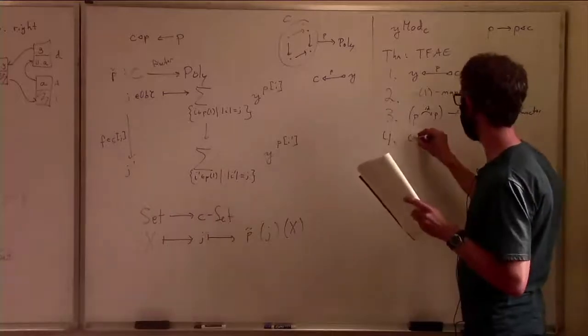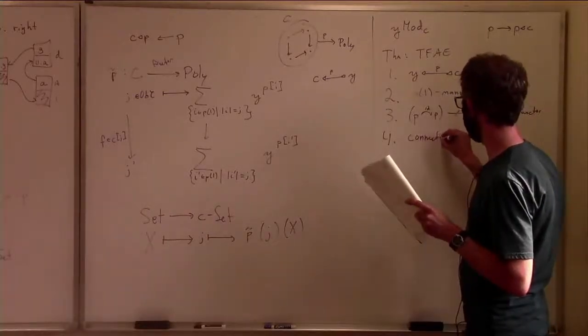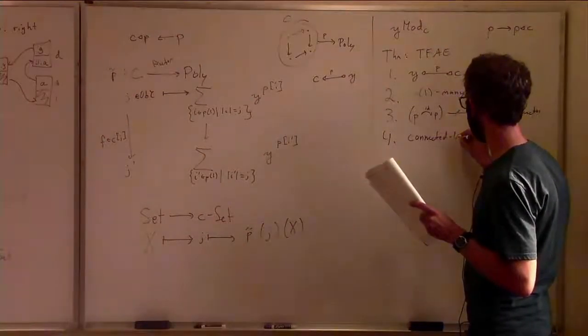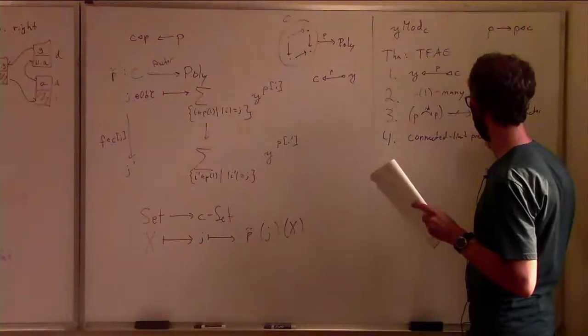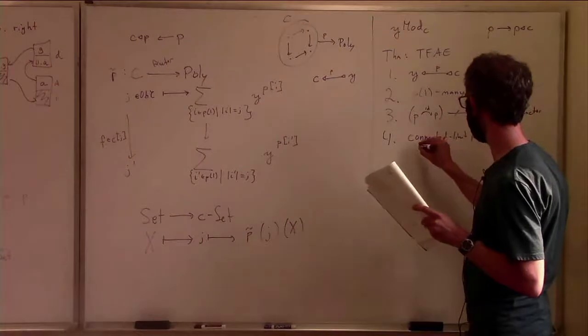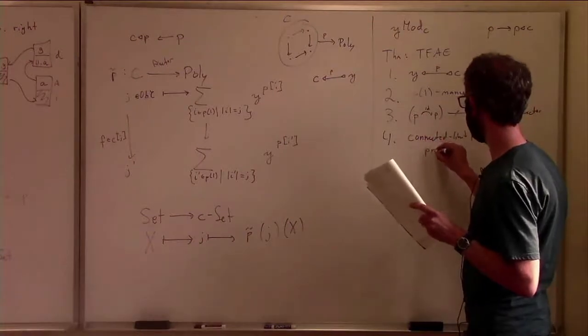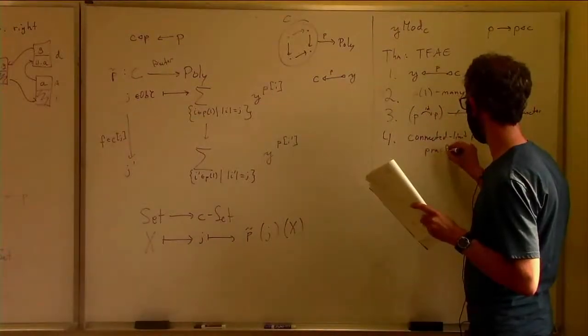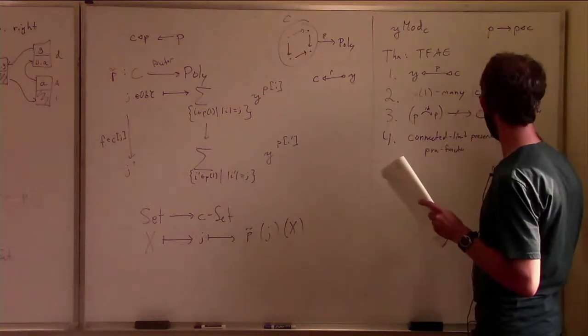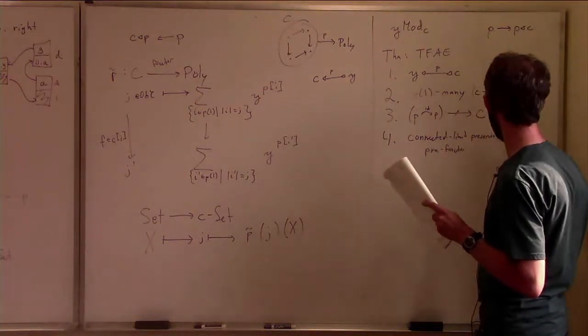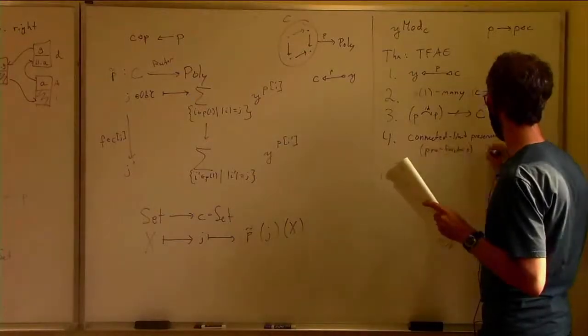And four, connected limit preserving. And number 4 in all these things is the Garner result, prof functors. Parametric right adjoint. Functors from C set to set.